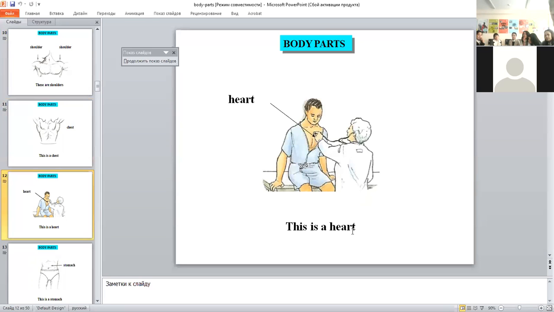The next one. Here. Unfortunately, some learners mispronounce this word like hurt, but there is a great difference between the words hurt and heart. This is a heart. Heart. Okay. This is a heart.